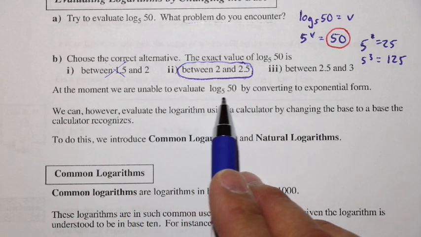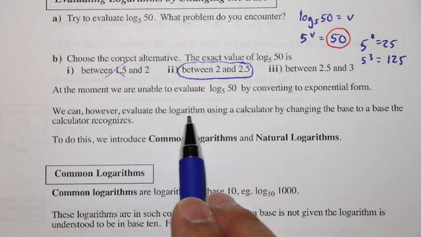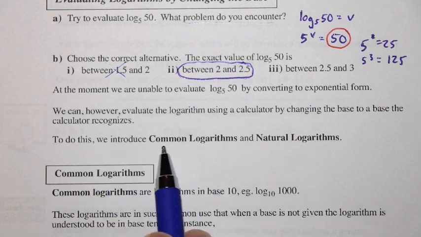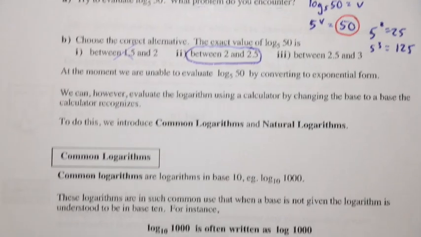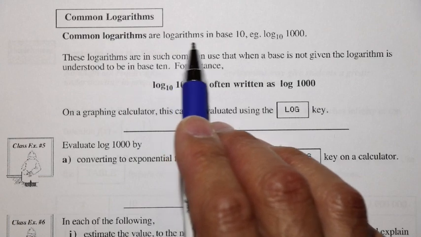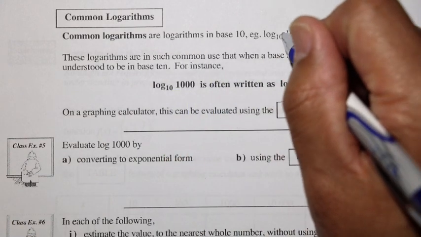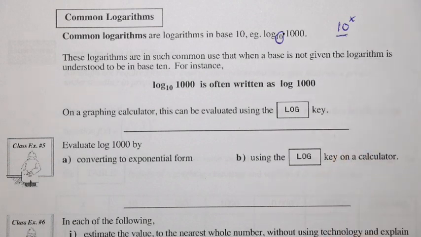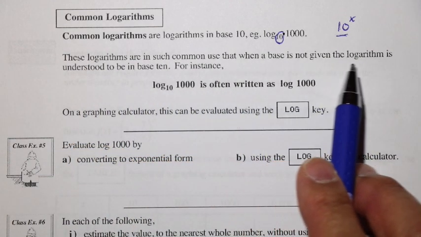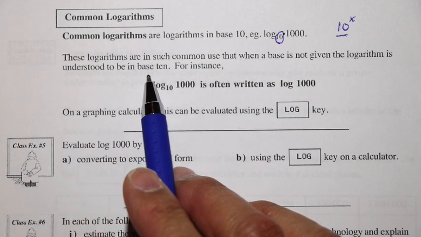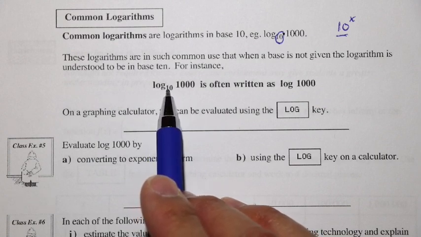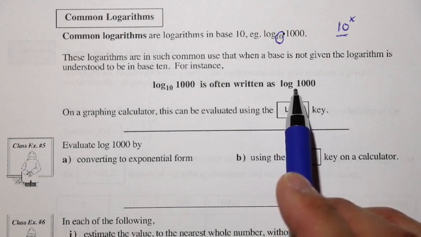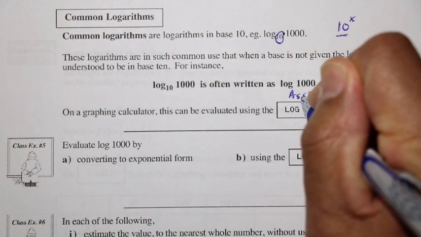So right now, we can't evaluate this by converting to exponential form. But we can evaluate the logarithm using a calculator by changing the base to a base that the calculator recognizes. So here we're going to introduce what's called common logarithms and natural logarithms. When we're talking about common logarithms, we're talking about logarithms that are in base 10. Now these logarithms are in such common use that when a base is not given, the logarithm is understood to be in base 10. For example, instead of writing log base 10 of 1,000, they would just write log of 1,000. So when you see no base, you have to assume it's base 10.